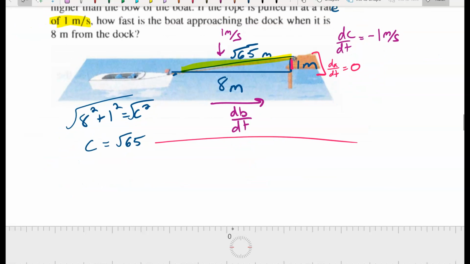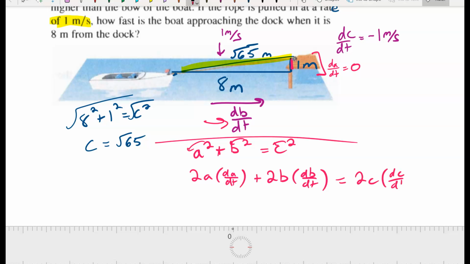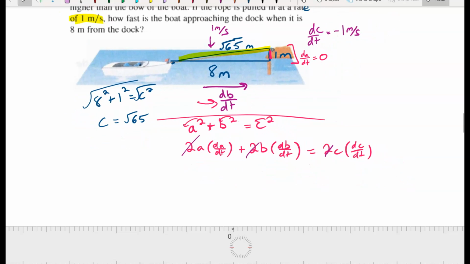So the equation I can write to relate all these variables is going to be the Pythagorean theorem. a squared plus b squared equals c squared. And I'm going to start because I want to look for the rate of change of b, so I need to implicitly differentiate this equation here. So I'm going to use the chain rule for each of these, where I bring down the 2, and I multiply by the derivative of the inside function. So 2a dA/dt plus 2b dB/dt equals 2c dC/dt. Before I make my substitutions, I like to divide everything by 2 just to make my calculations a little bit easier.